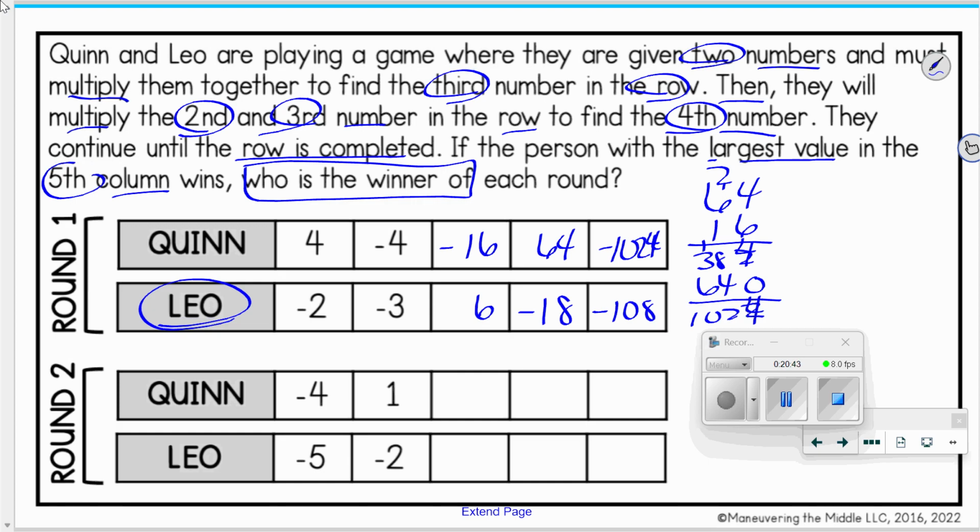Then we go the same route. 4 times 1 is 4. Negative times positive is a negative. 1 times 4 is still 4. Negative times positive is a negative. 4 and 4 is 16. They're both negative, so they love each other. It's a positive. 5 and 2 gives me a 10. They're both negative, so they love each other. It's a positive. 2 and 10 is 20. They hate each other, so it's negative. 10 and 20 is 200. They are opposites, so they hate each other. Negative 200, meaning Quinn won the second round. Yay.